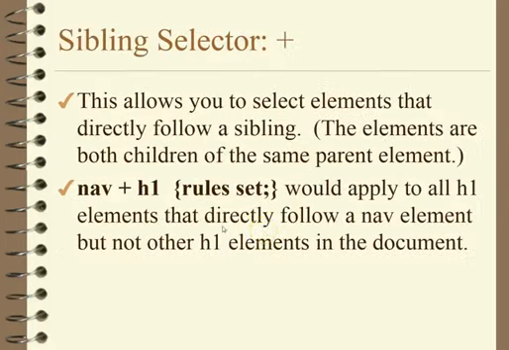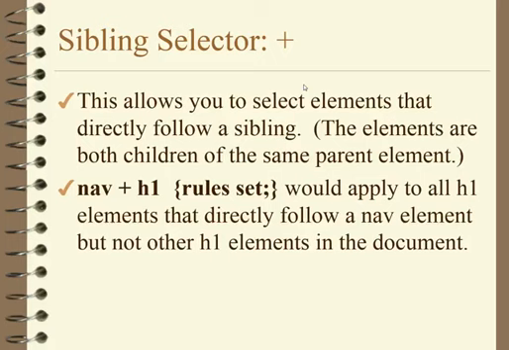Okay, sorry about that. The sibling selector is kind of interesting. So this allows you to select elements that directly follow a sibling. So again, we talked about how we're using this computer science structure called a tree, which represents a hierarchical structure. In computer science, trees are always upside down. The root is at the top. And so as you go down, the elements off of each node are called children.